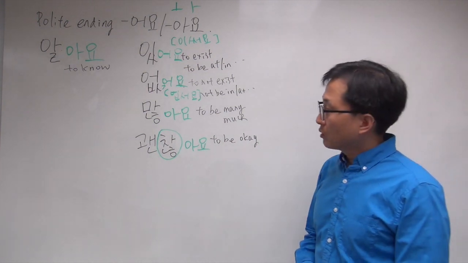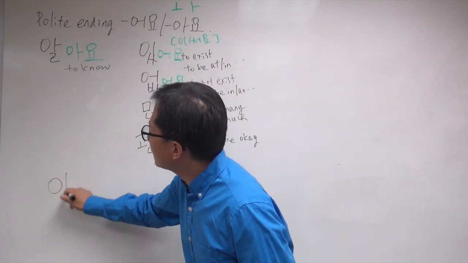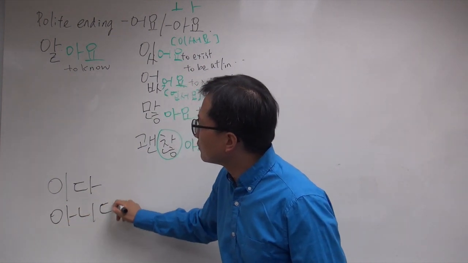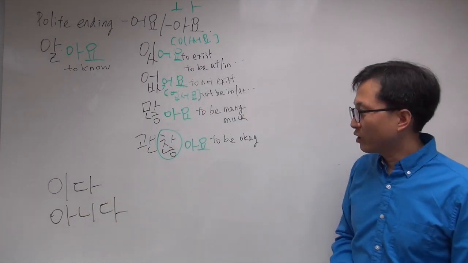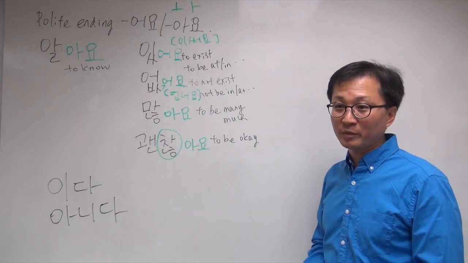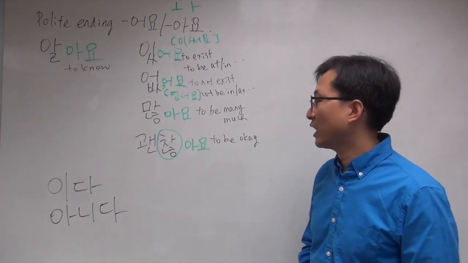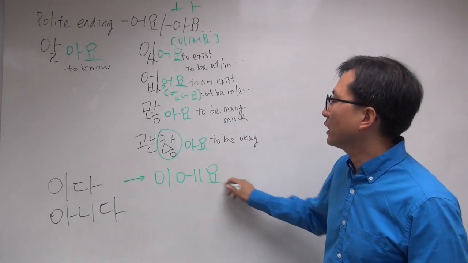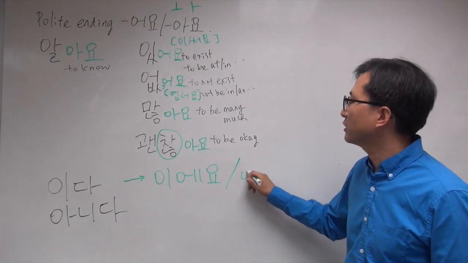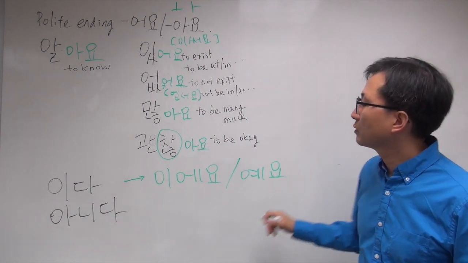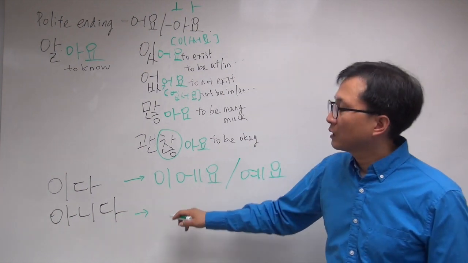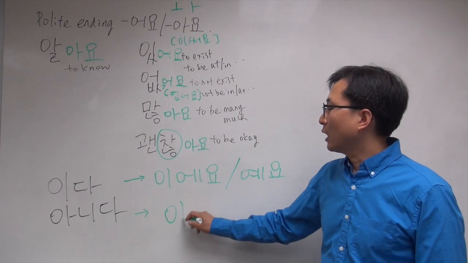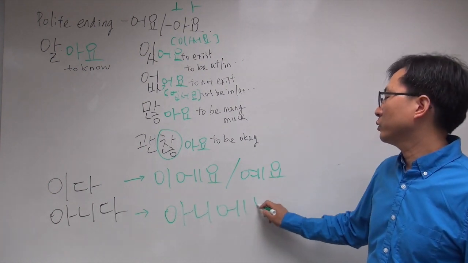And in lesson 1, we learned this. 이다. 아니다. Actually, in lesson 1, we already learned the conjugated form. Do you remember? I am Korean. 저는 한국 사람이에요. And sometimes we can contract this like 이에요. And 아니다. I'm not Korean. 저는 한국 사람이 아니에요.